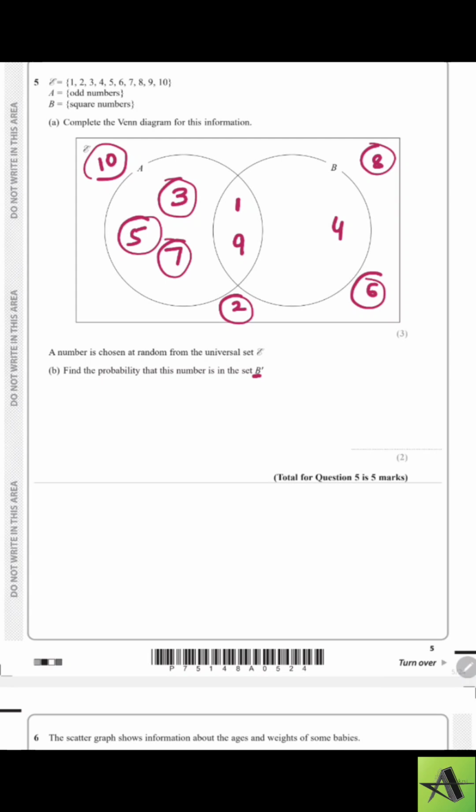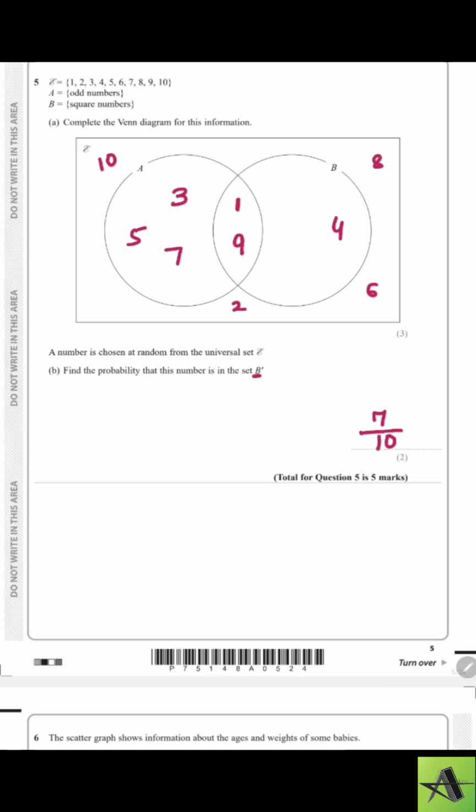So how many such numbers are there? There are 7 numbers. So I can choose 7 numbers out of all the numbers from universal set, and there are 10 numbers in universal set. So probability says number of ways by which event can occur over total possible outcome. So over 10. So 7 over 10 is your probability.